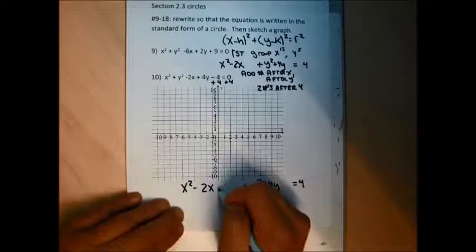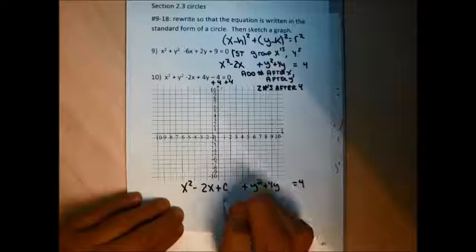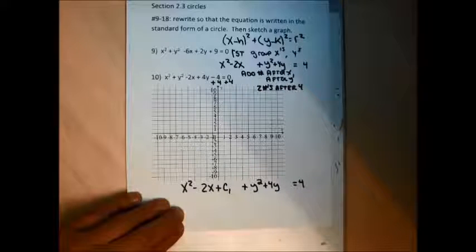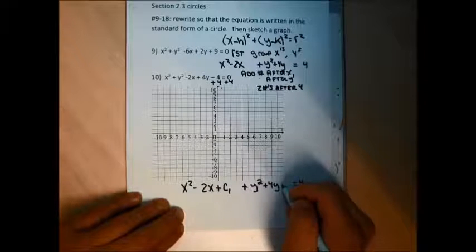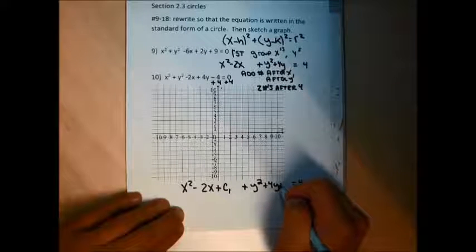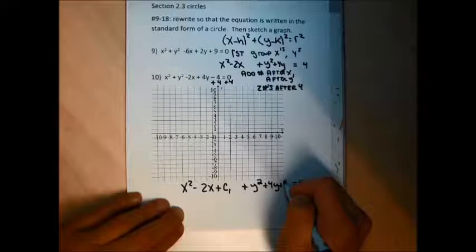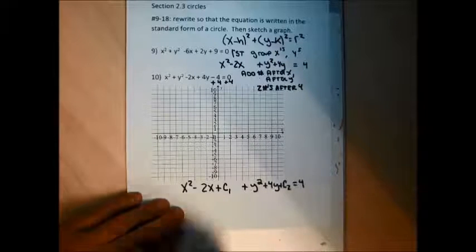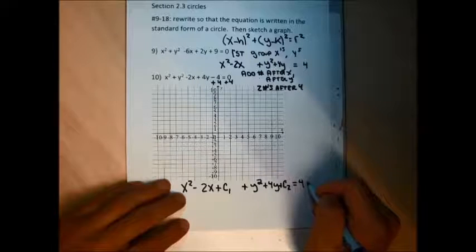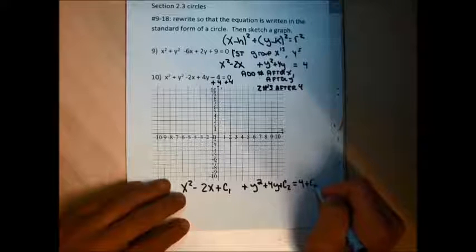But the number that I add after the x's, I'm going to say it's a constant for the letter C, and it's the first constant, so C sub 1. The number that I add after the y's, it's a constant, and it's the second one. I'm going to call it C sub 2. And after the 4, I'm going to add these same two numbers.